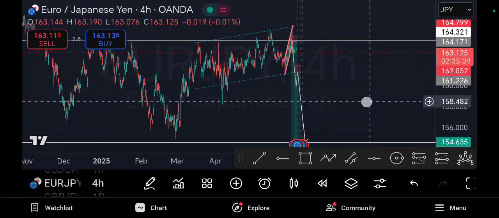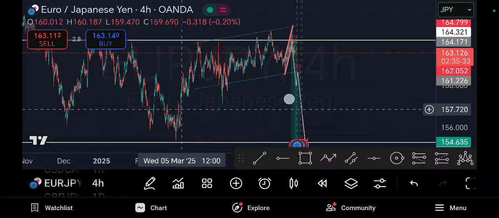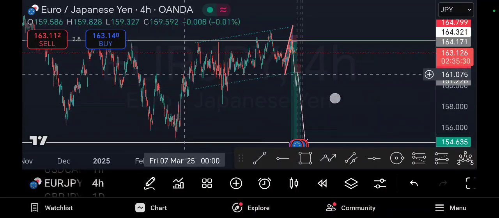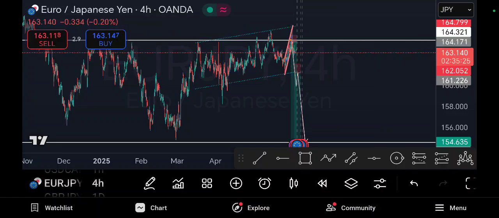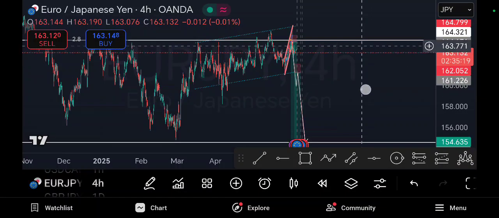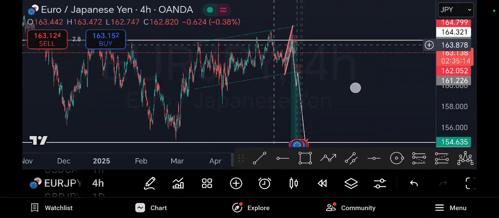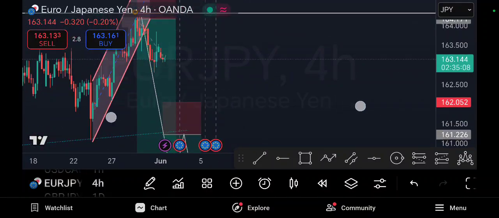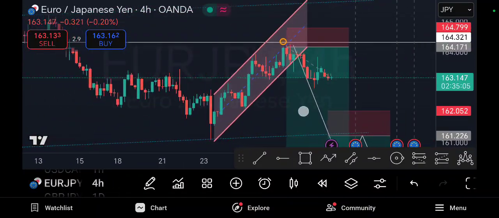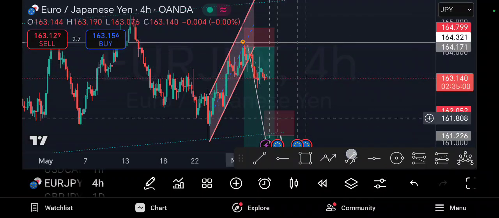Euro JPY, let's recap why we said it might sell. Uptrend gave us this rising wedge, and you should know that when a rising wedge occurs at a key level, there's a high chance of it turning. That's why I told you that this market is going to drop.